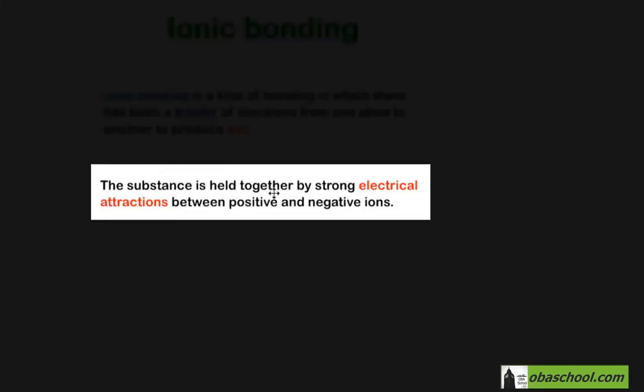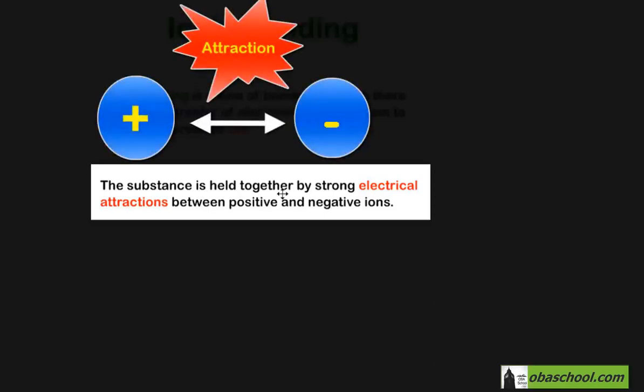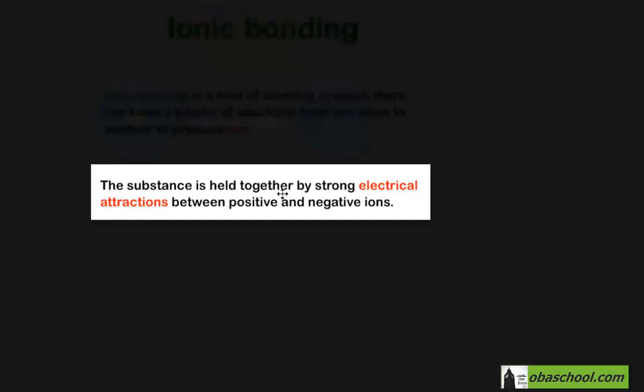The substance is held together by strong electrical attractions between positive and negative ions. So one ion has a positive charge and one has a negative charge. So attraction occurs between the two opposite poles, and therefore the substance will be held together by this force of attraction. There are always positive and negative ions because there is loss and gain of electrons.